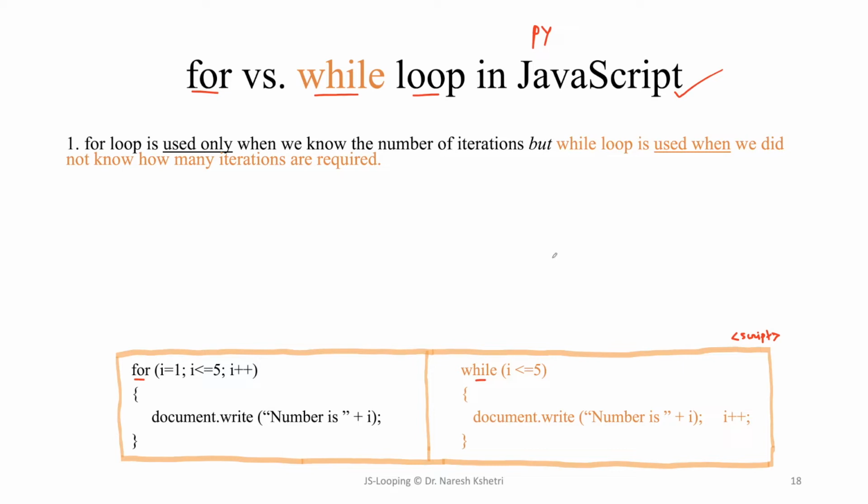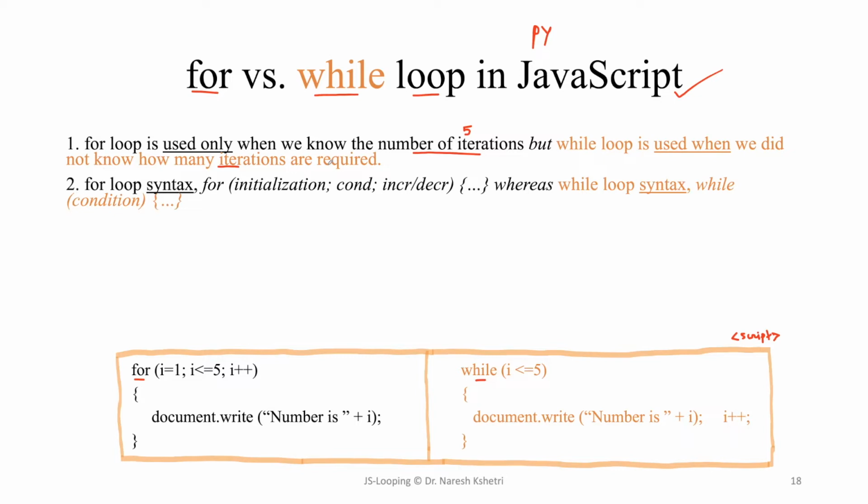Okay, so the first one, the for loop is only used when we know the number of iterations. That means in our program over here, we already know there are 5 iterations because we are using a small program to make it easy to understand. But normally, if we know the iteration count, we use the for loop. Otherwise, we use the while loop, because sometimes in our program we do not know how many iterations are required.